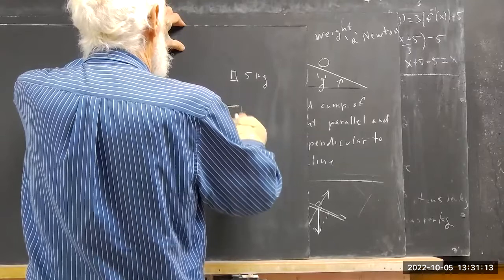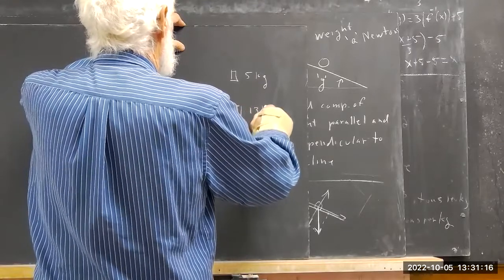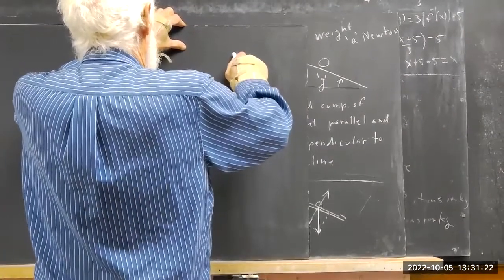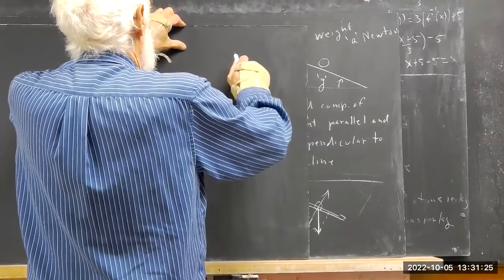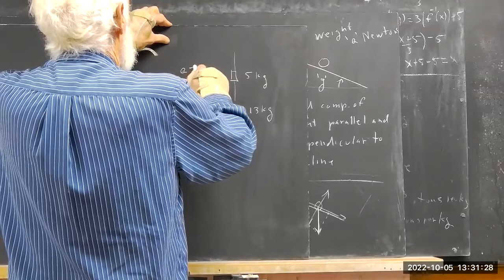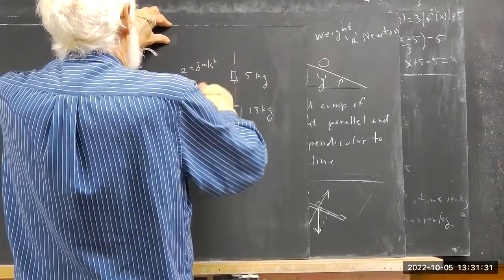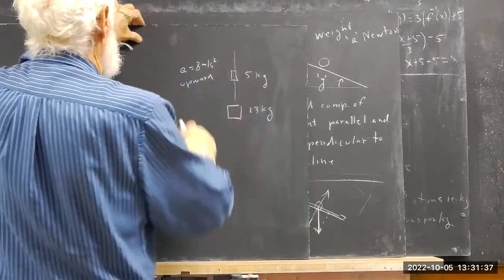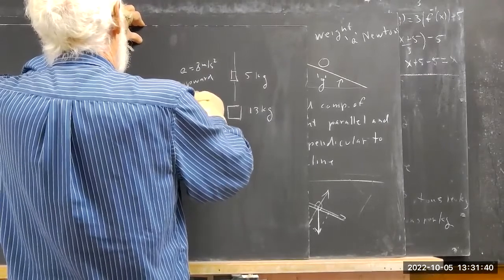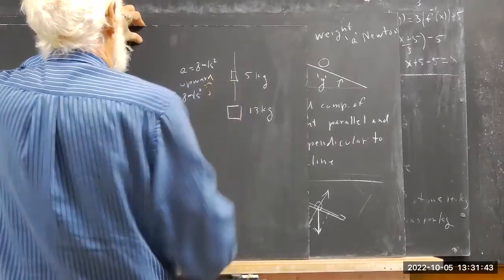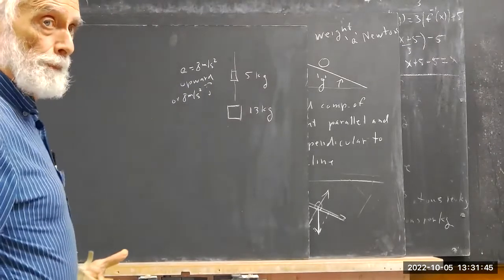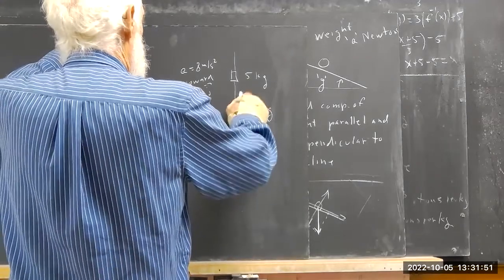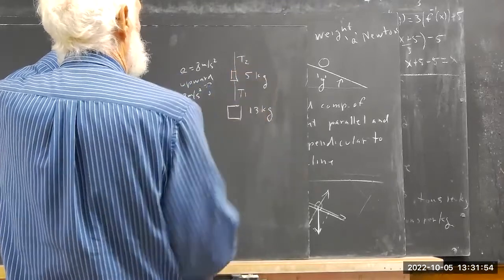We've got 5 kilograms here and 13 kilograms. And now we've got acceleration, 8 meters per second squared. Find your J vector. What's our free body diagram look like? Well, we're going to have a tension, call it T1 here, and T2 here.